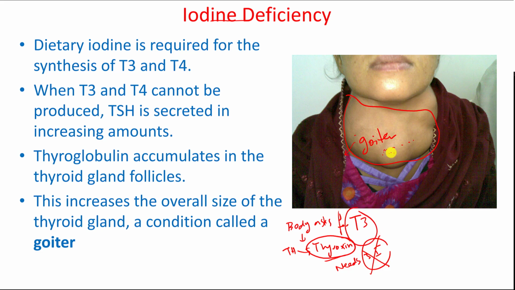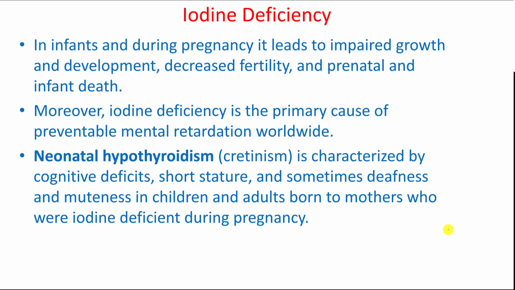Now this turned out not to be a big problem, only in a few places around the world, because they started to add iodine to the salt. So if you go to the shop and buy salt, very likely you will find iodized salt, to add the iodine, an important element for the function of the thyroid. Now, in case of iodine deficiency in infants and during pregnancy, as we said, it will lead to impaired growth and development, decrease in fertility, and sometimes prenatal and infant death.